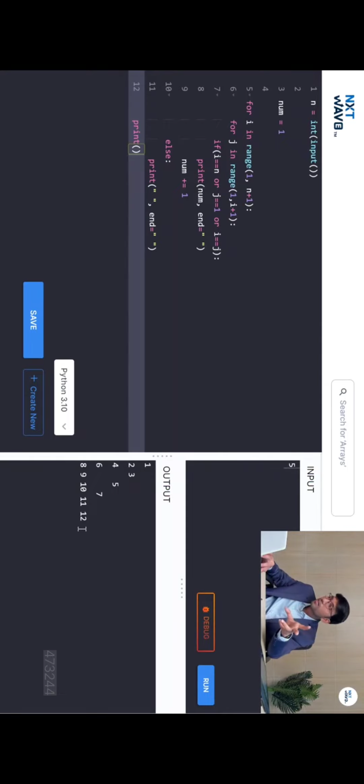Here it looks like 12 has gone out of the triangle, but not. Basically, what happened here is 10 will take 2 characters, 11 will take 2, 12 will take 2. That's why the last row is slightly moved to the right, but this is actually correct. So in this way we can solve this particular question as well.